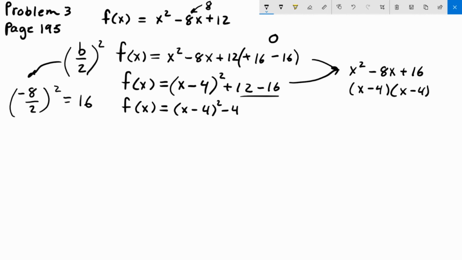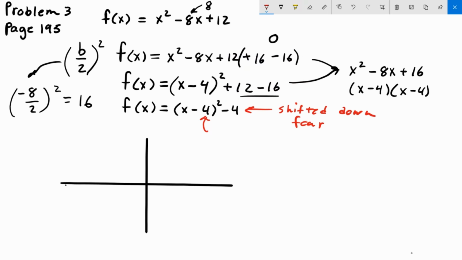All right, so to graph this, I'm going to try something a little new here. I'm going to try to use a ruler on this tablet. Yeah, it worked pretty good. All right, so this one right here means that the function is shifted down 4, and this one here means it's shifted right 4. So the vertex of our graph is at negative 4, and the graph is also shifted to the right 4, meaning our vertex is right here.